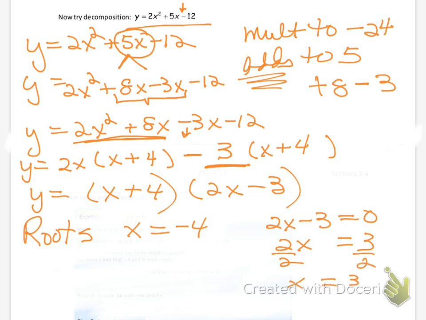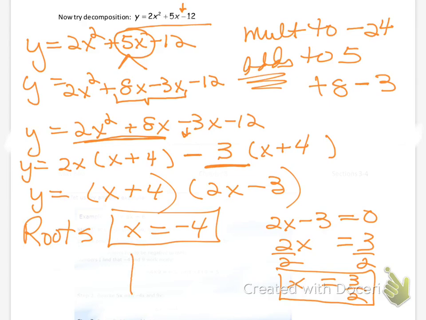And then you're going to have 3/2 for the other root. Okay, so here are our two roots: 3/2, aka 1.5, and -4. And we can figure out what this looks like as well. So let's see what's going on here.